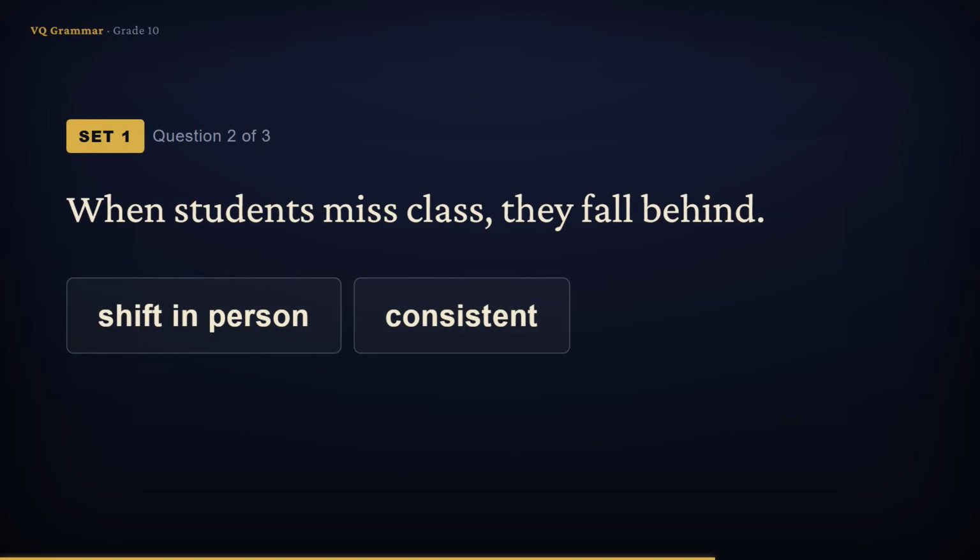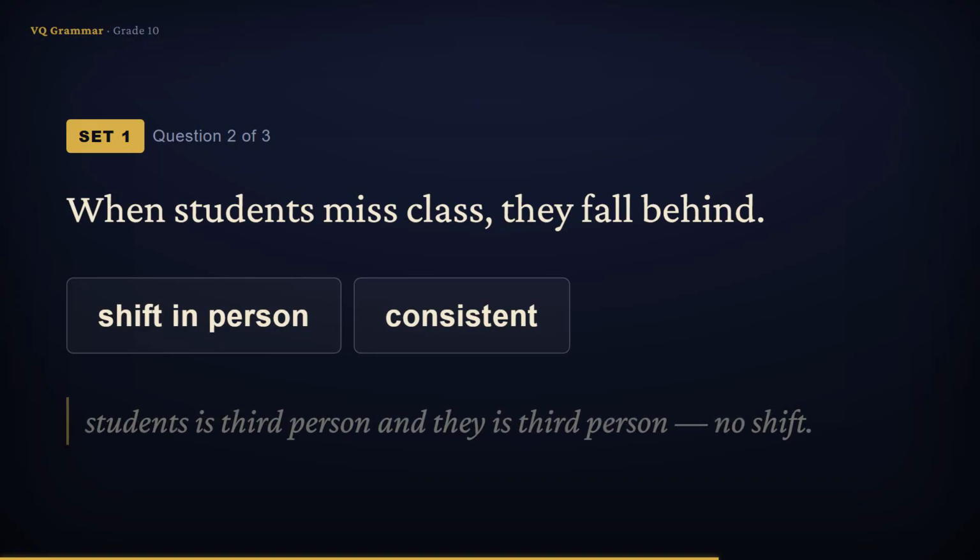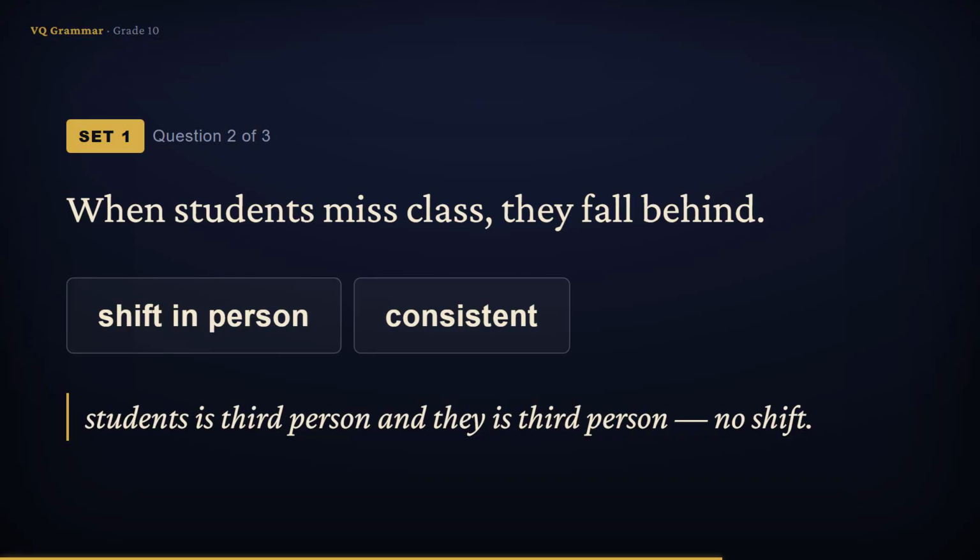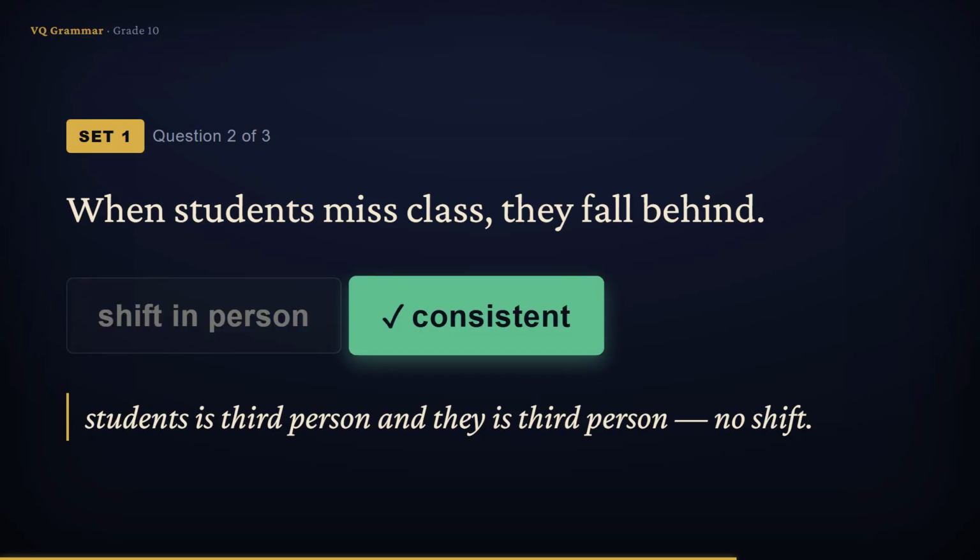When students miss class, they fall behind. The antecedent is students, third person, and the pronoun is they, also third person. Nothing moves, nothing tilts. This sentence is consistent.